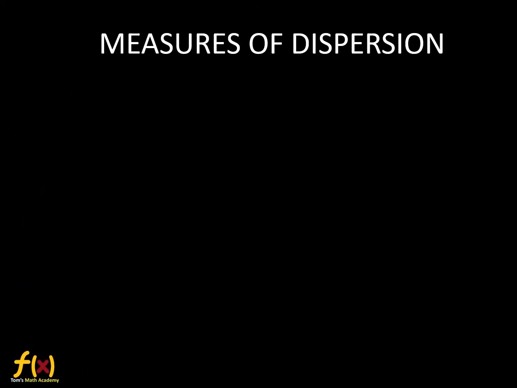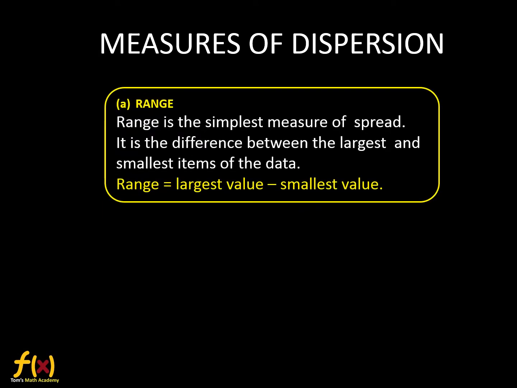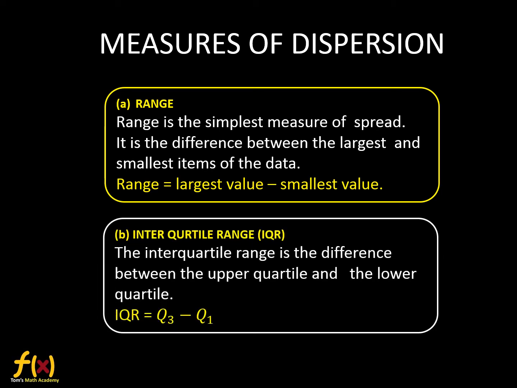Measures of dispersion. What are they? The range is the simplest measure of a data spread. It's the difference between the largest and the smallest items of the data. So we look for the largest number and the smallest number. Largest minus smallest value gives you range.